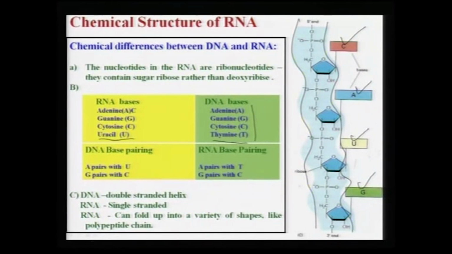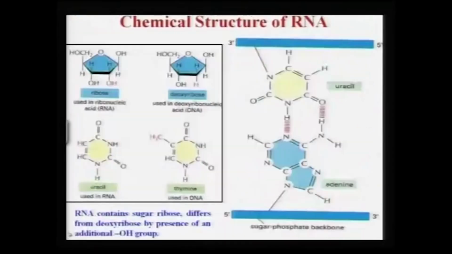So, if you look at the chemical differences between DNA and RNA, first, the nucleotides in the RNA are essentially ribonucleotides because they contain the sugar ribose rather than deoxyribose. Second, in terms of bases, uracil replaces thymine. And third, DNA has a double helix strand whereas RNA has a single strand. So, these are the 3 important differences between DNA and RNA.